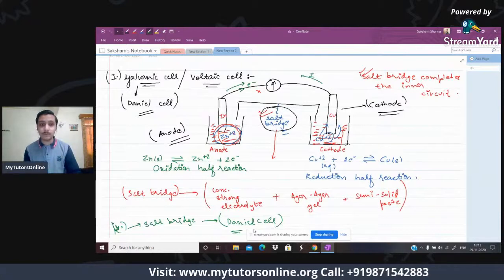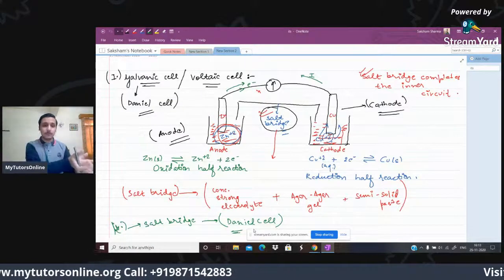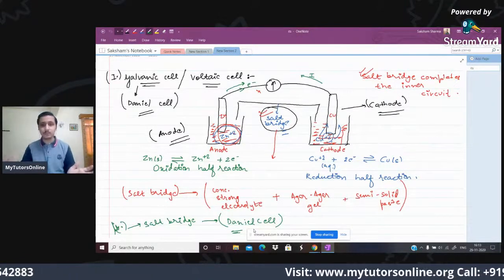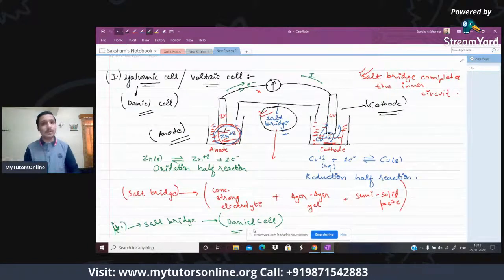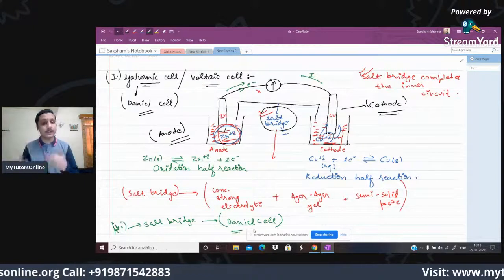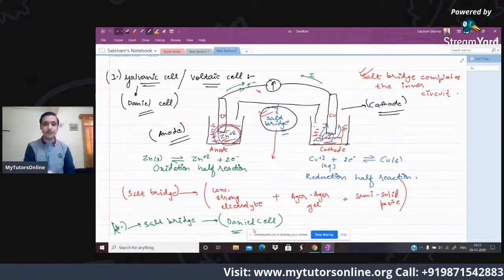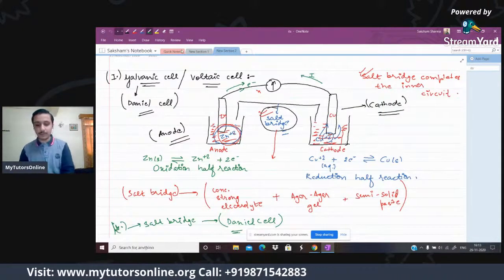If there were no salt bridge, at some point of time the flow of electrons will cease because at one place you will only have Zn plus 2 ions and at one place you will only have copper deposited. Your Cu plus 2 ions get deposited as copper on the cathode. So there will be no flow of electrons further. That is why we have added the salt bridge, so that the electrical neutrality is constantly maintained and your flow of electrons continues as such. Okay. Now, moving on.